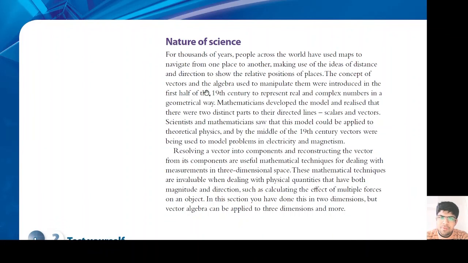The concept of vectors and the algebra used to manipulate them were introduced in the first half of the 19th century to represent real and complex numbers. The first half of the 19th century seems interesting. In a geometrical way, mathematicians developed the model and realized that there were two distinct parts of their directed lines, scalars and vectors. Scientists and mathematicians saw that this model could be applied to theoretical physics, and by the middle of the 19th century, vectors were being used to model problems in electricity and magnetism. Oh, that's cool.